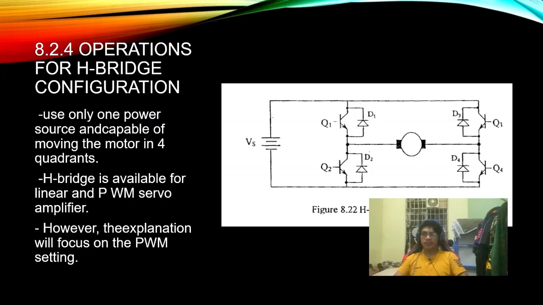8.2.4 Operation for H-bridge configuration. First, it uses only one power source and is capable of moving the motor in 4 quadrants. Second, the H-bridge is available for linear and PWM servo amplifiers. However, the explanation will focus on PWM setting.